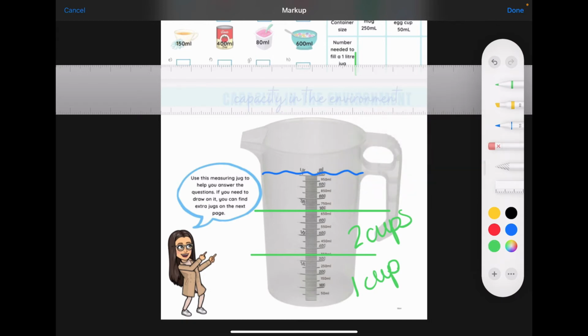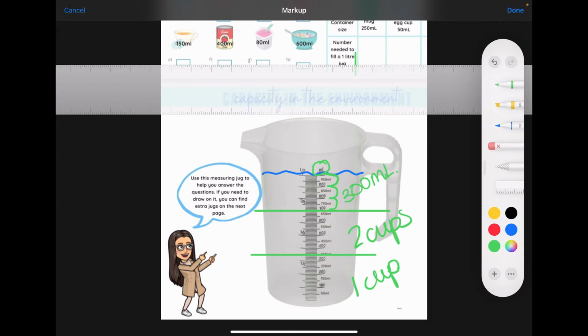Okay, so once again, I'm going to add another 350 mils on. So from 700 to 800, that's 100, 200, 300. Oh no, I've reached the 1000 mil mark. So I've reached the 1 litre mark. So I was only able to fill it if it was 300 mils. However, our cup is 350 mils that we're looking at.